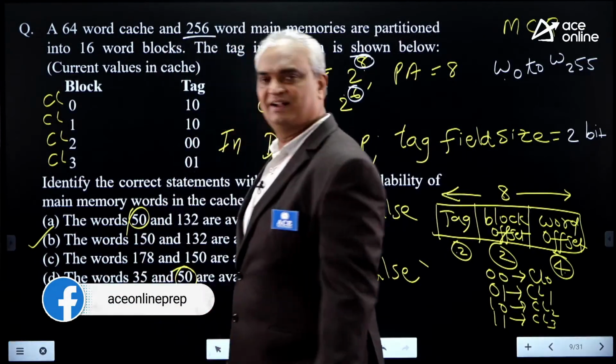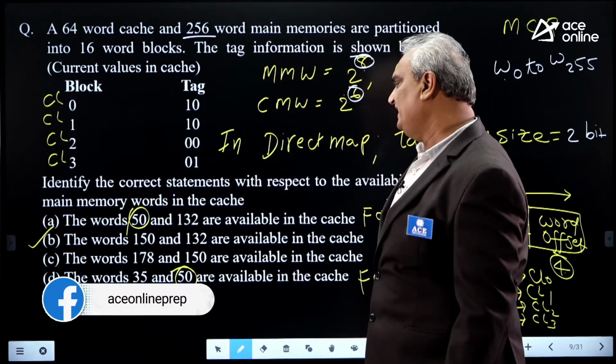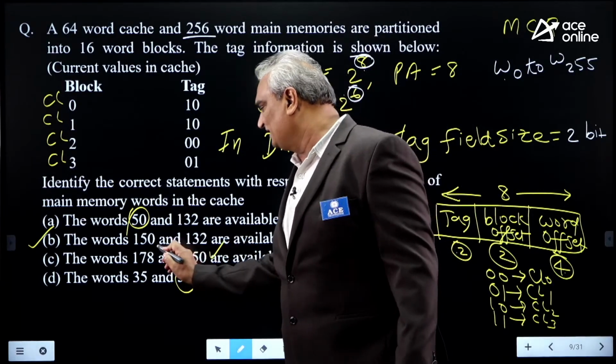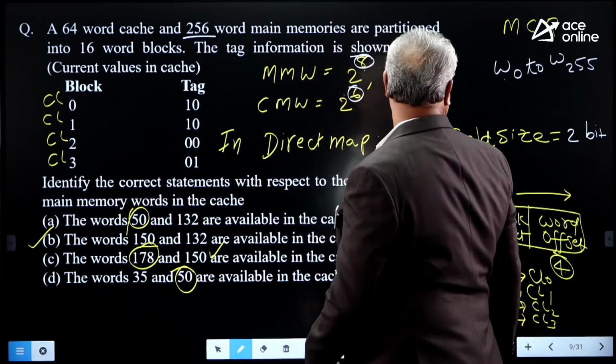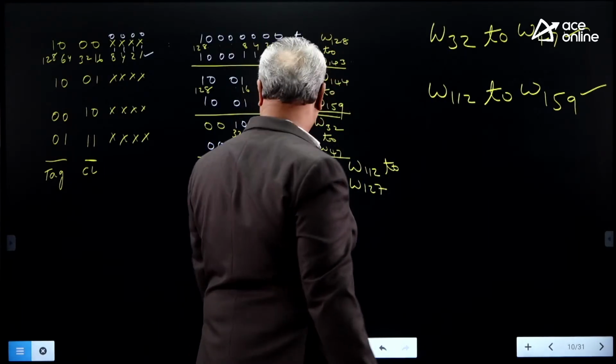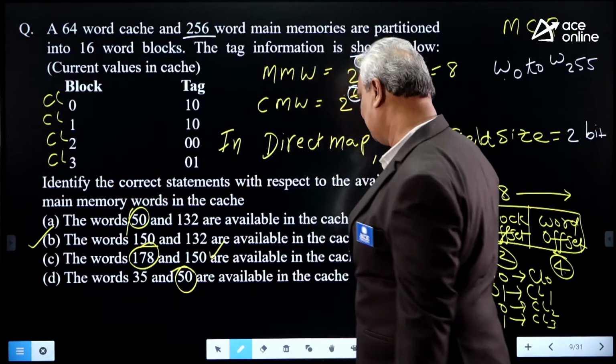Why is option C wrong? The words 178 and 150 are available in the cache. 150, yes, available. 178 not available. Look there. 178 is not available. Because of that reason, the correct option is B only.